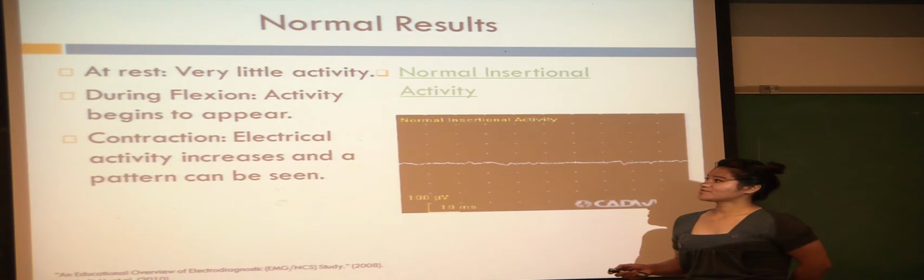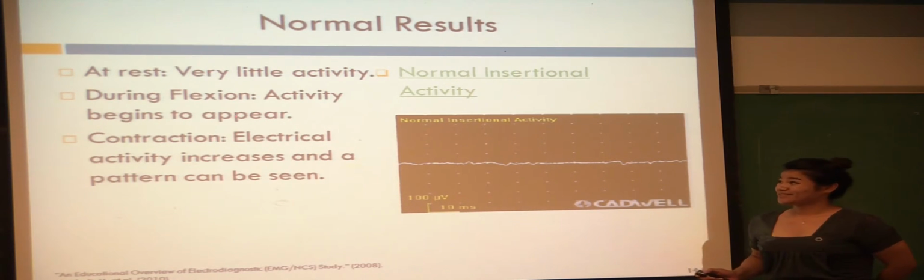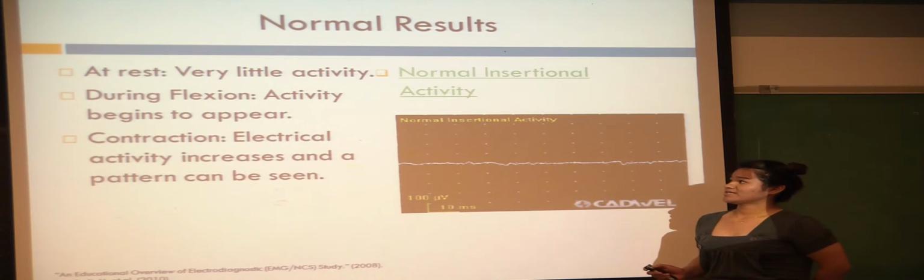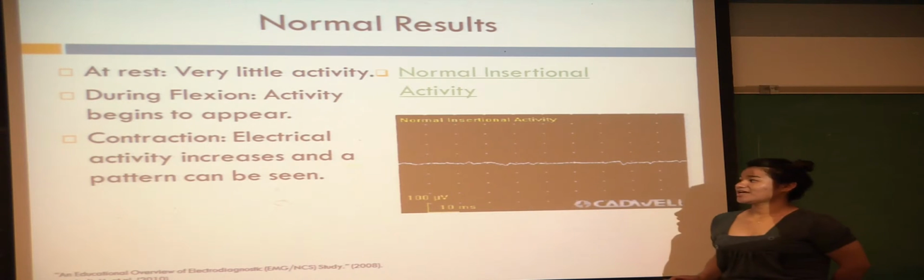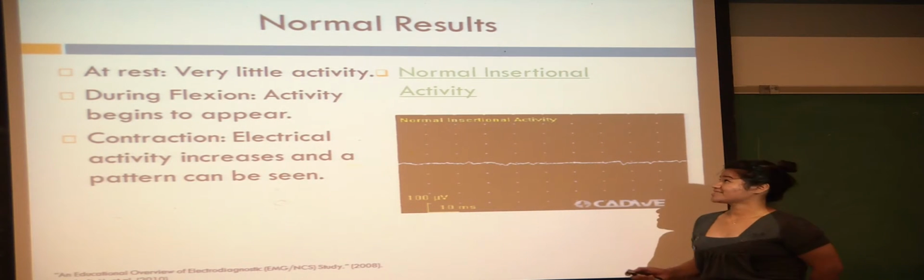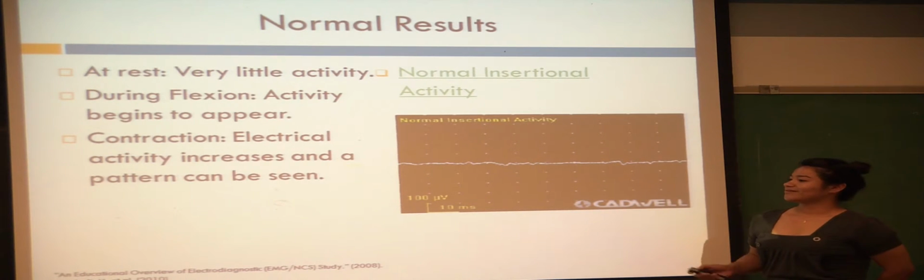And for normal results, at rest, typically you would want to see very little activity. During flexion, you would like to see activity that begins to appear. And during a contraction, you want to see electrical activity that increases until a pattern can be seen. And this is a clip that we have. We'll do it at the end so that we have time.